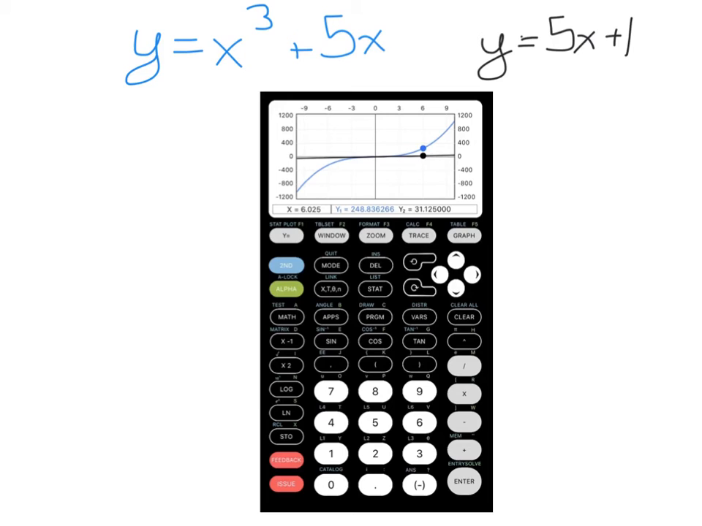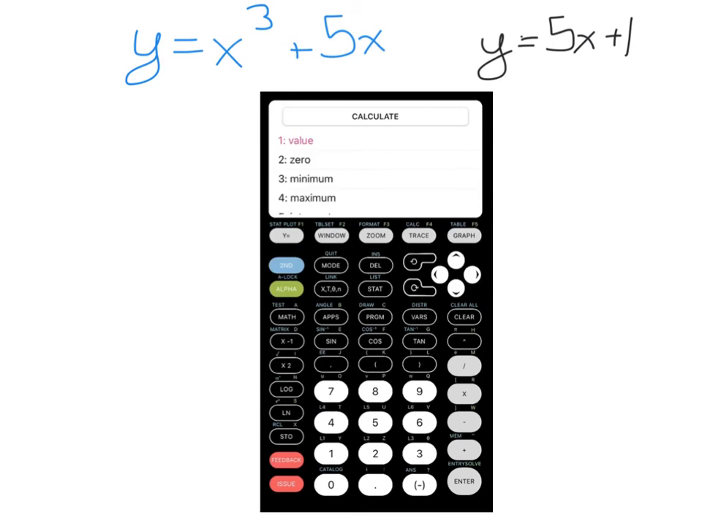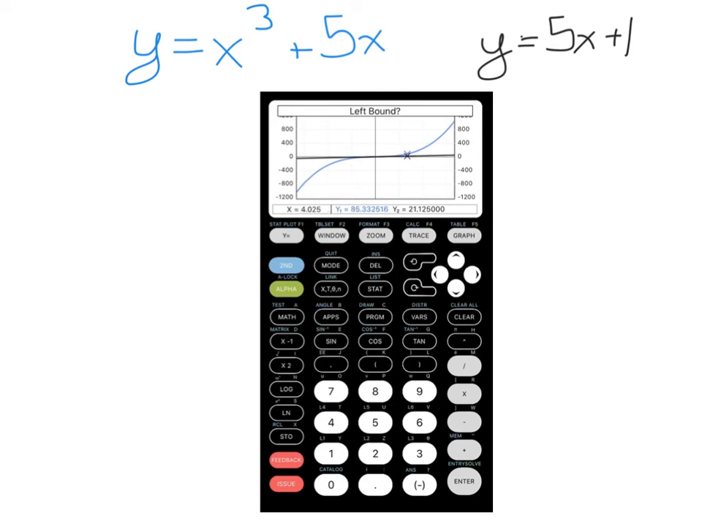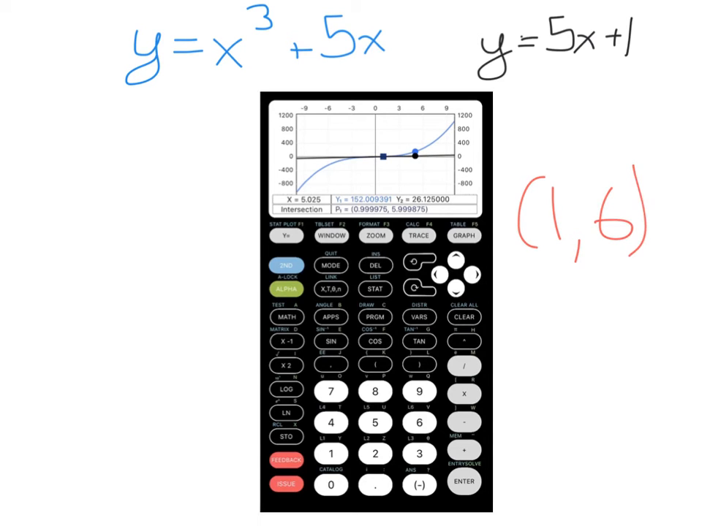So we do want to find where they are intersecting. So I'm going to second trace, intersect. I'm going to come all the way over here, so I'm on the left side of it. Go all the way over here, so I'm on the right side of it. And it says they are intersecting at the point 1, 6, if we round that.